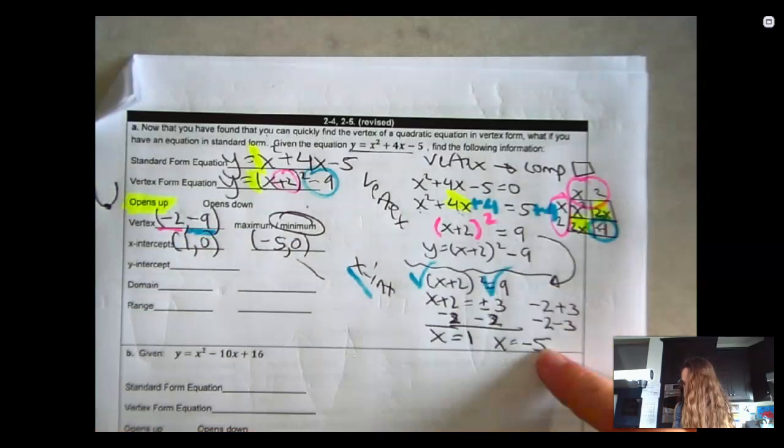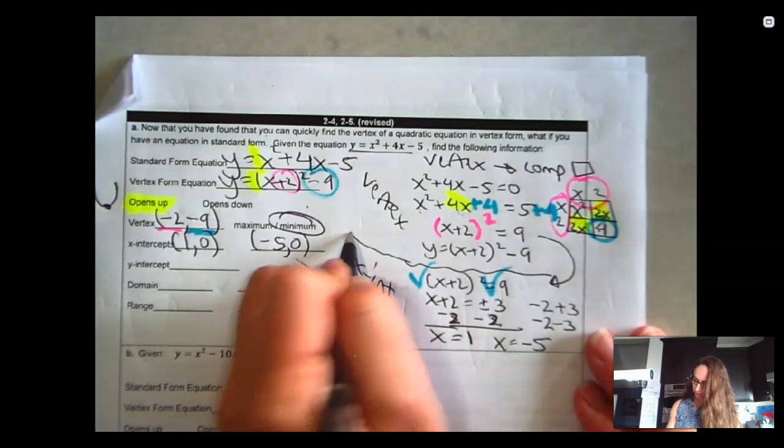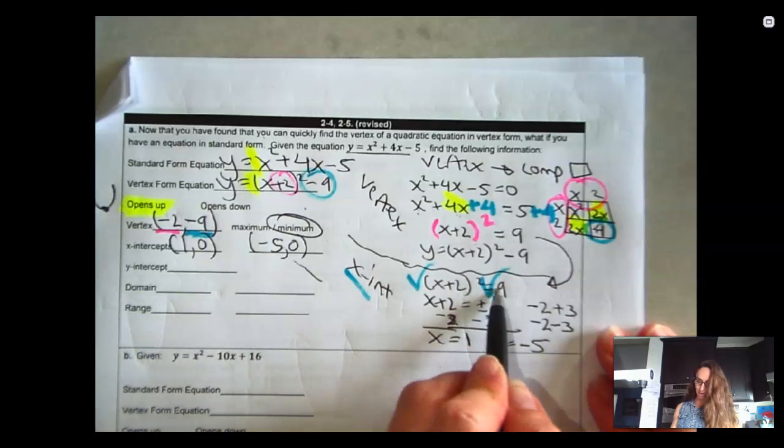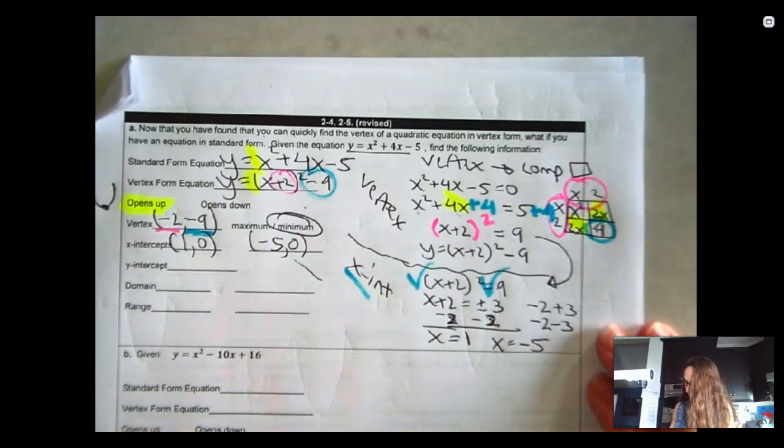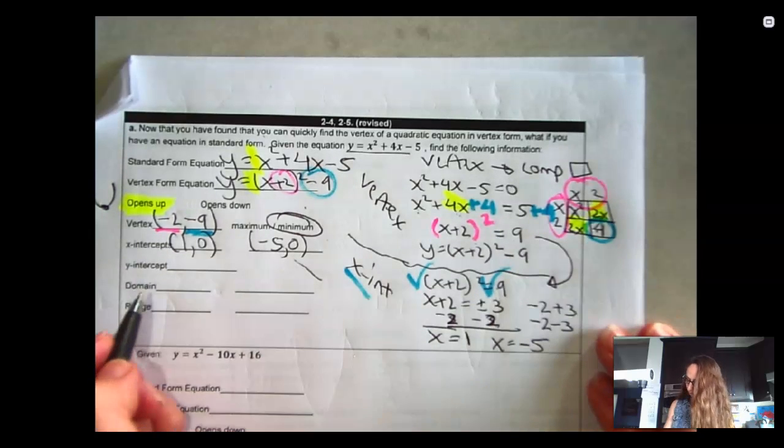I know this is a lot. We're going to do 3 examples. It's going to be an extra video. You'll be fine. Okay, so we got the x-intercept. We used the vertex to get it. Okay, I wish I had more colors, but I don't. So now what we're going to do is find the y-intercept. I'm kind of out of space, so we're going to fake it a little bit.